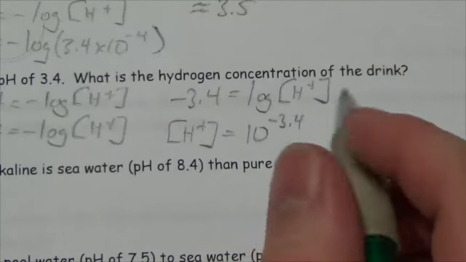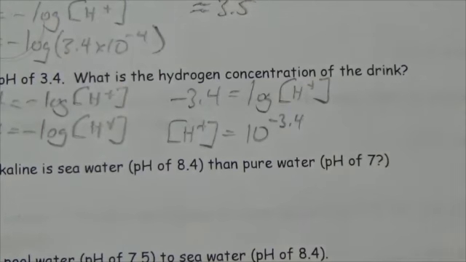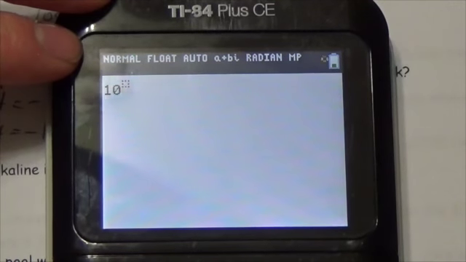Now, except that you're not going to see it written like that. They wouldn't do that. They're going to put this in scientific notation. So what we're going to do here is go to our calculator. We're going to enter that in, 10 to the power of negative 3.4.